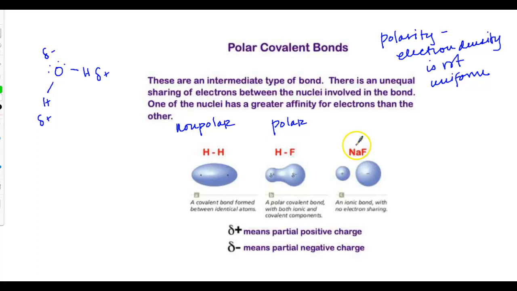Now for sodium and fluorine together, remember what's happening here. Sodium is going to give away its one valence electron to fluorine, so it never really makes this type of bond. What is in fact happening is that the positive charge and the negative charge are attracting the nuclei in sodium fluoride. So there are two types of covalent bonds, polar and nonpolar, and it's a continuum. Like a lot of things in chemistry and in science, it's a continuum.